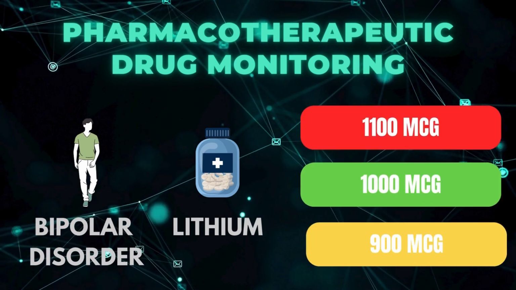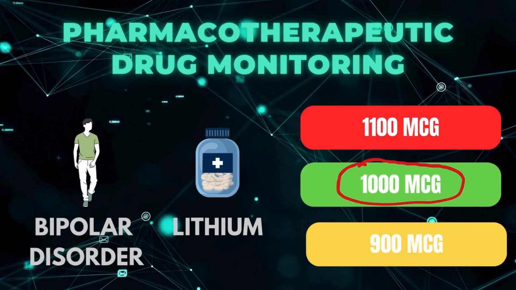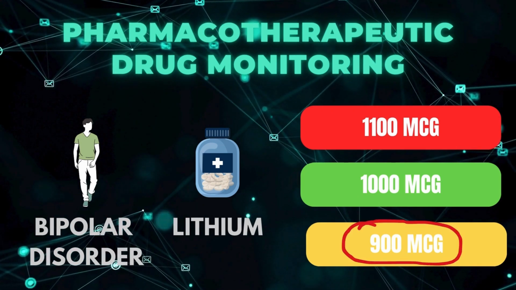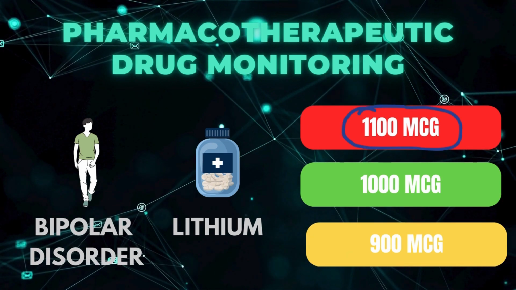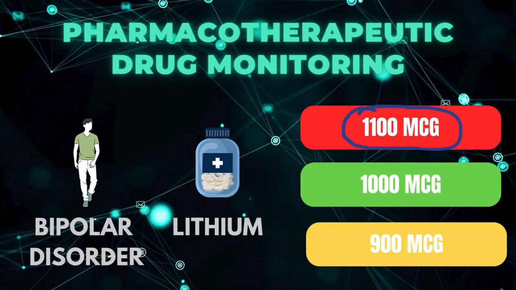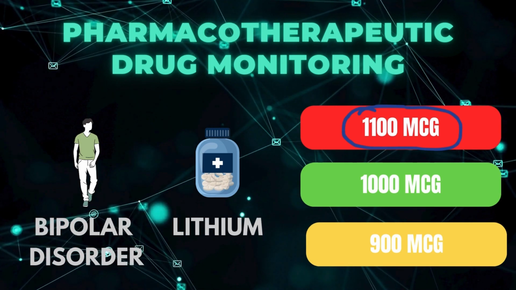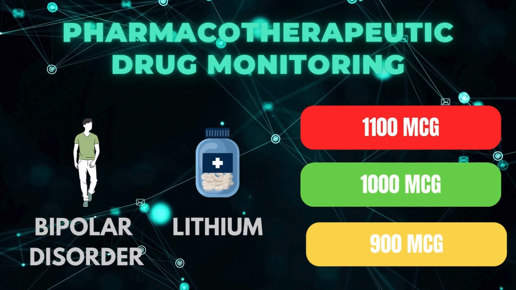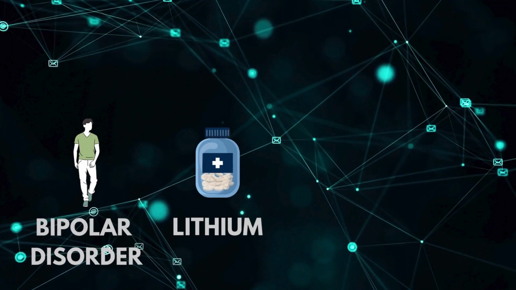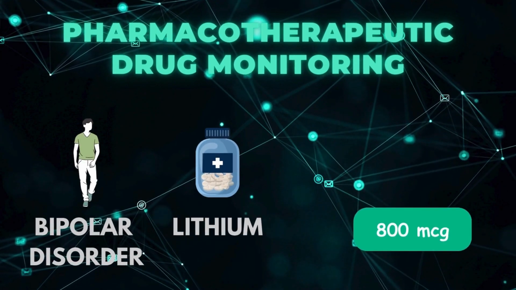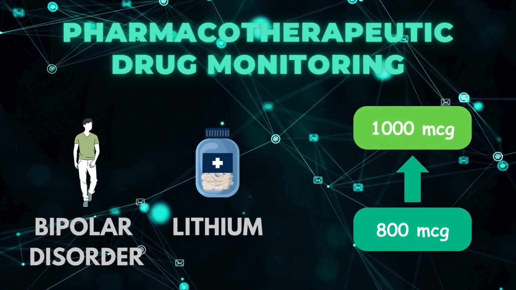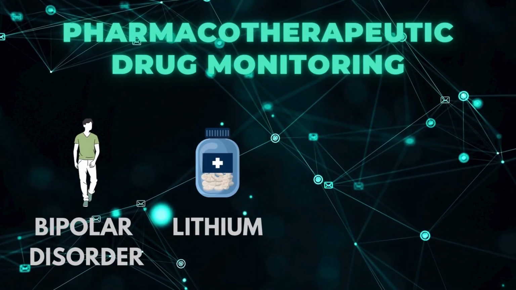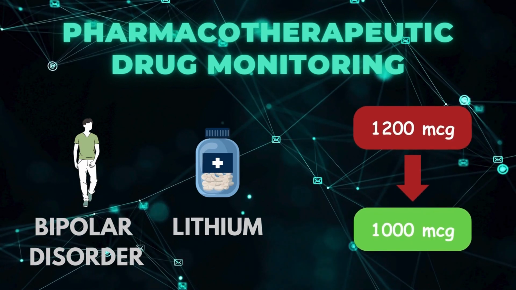In this example, this person needs 1,000 micrograms of lithium for his bipolar disorder. If the patient gets 900 micrograms, the drug may not work. If the patient gets 1,100 micrograms, it will turn to toxic dose. In TDM studies, the doctors check the lithium levels. If they got the report like lithium drug concentration is 800 micrograms in blood, they increase the dose to reach 1,000 micrograms. And if they got the report like the drug concentration is 1,200 micrograms, they prescribe a lower dose of lithium.